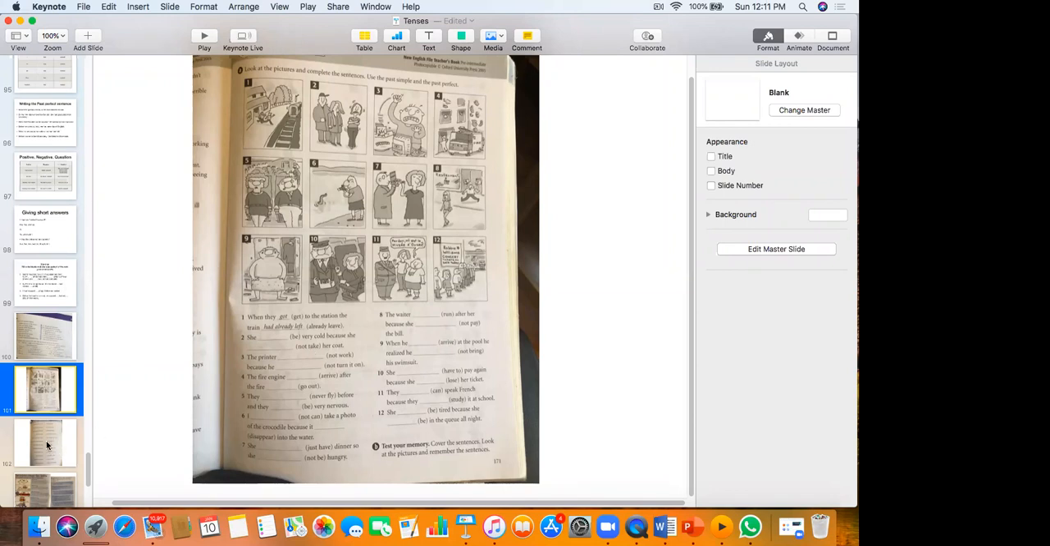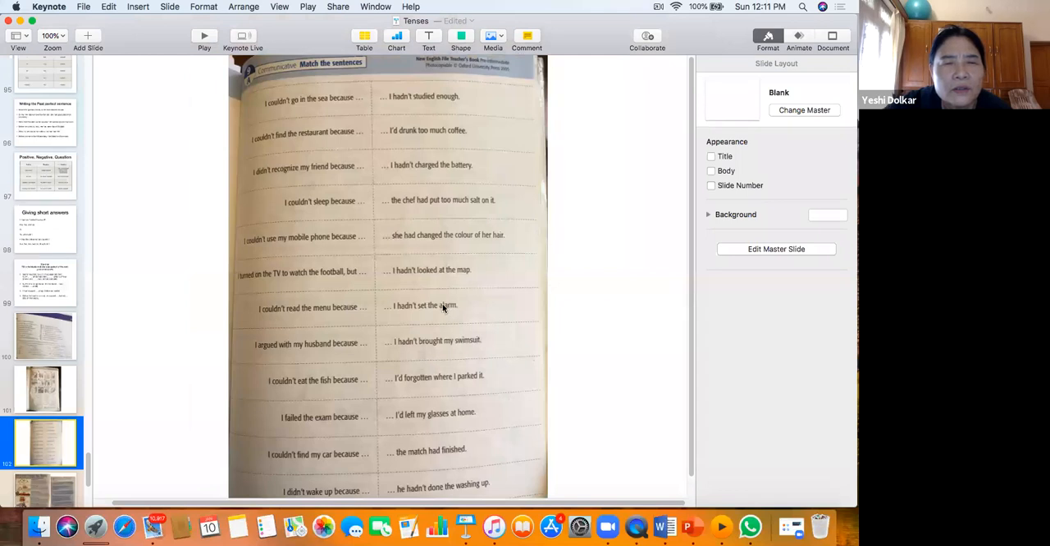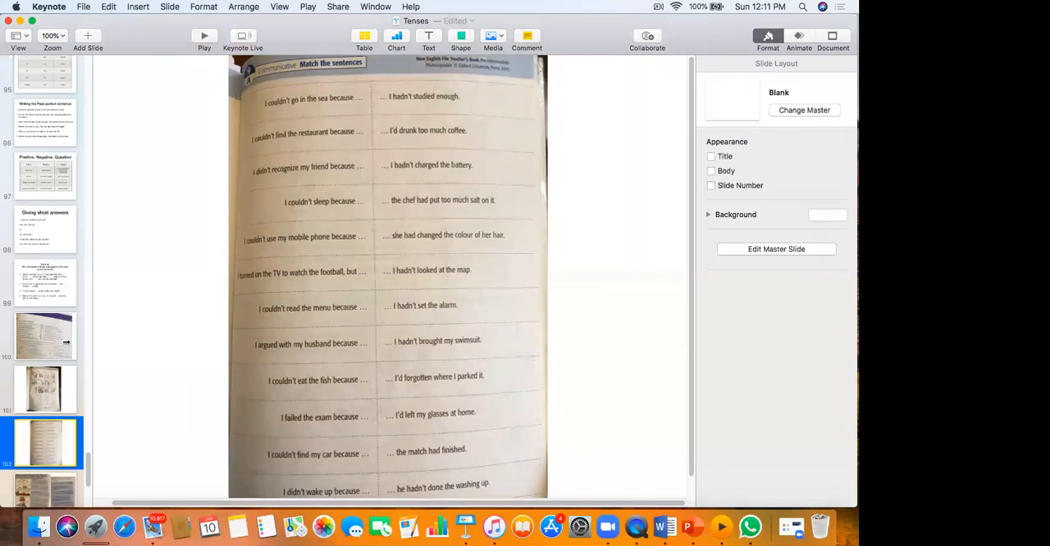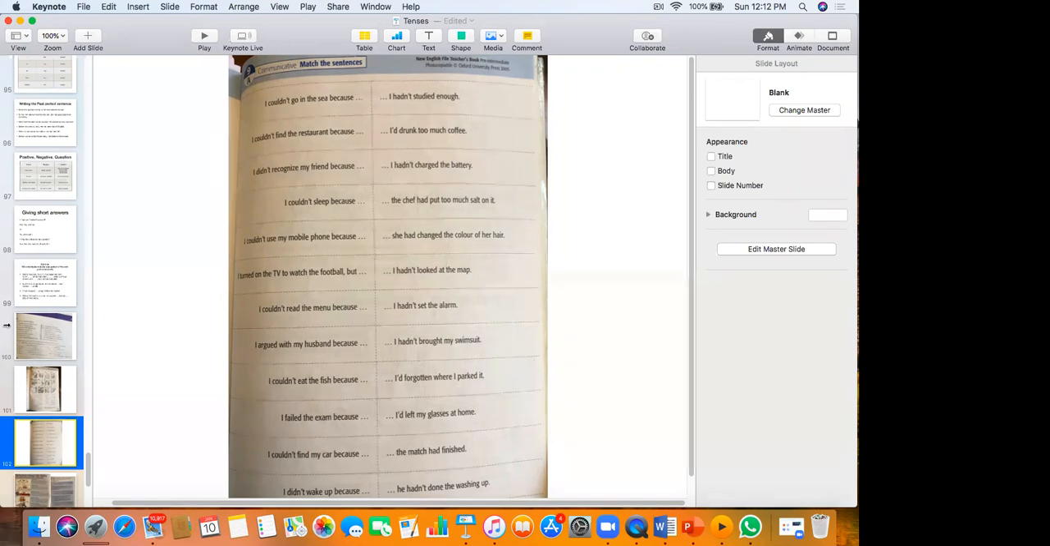Yes, ma'am. Okay, now all right, now here's another one. Match this with the correct half. Match. Yes. I couldn't go in the sea because I hadn't brought my swimsuit. Okay, then I couldn't find the restaurant because I hadn't looked at the map. Okay, all right. Next.